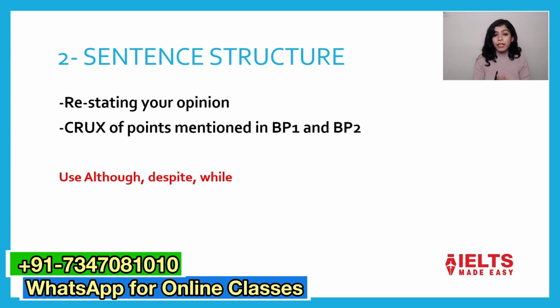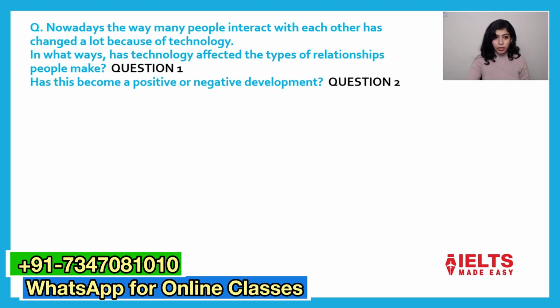Now in totally agree and totally disagree we can use the not only but also structure, but in all the other essay types we can use although, despite and while. With the help of these three words, these three connectors, we can easily write a conclusion in a single sentence, a single complex sentence. Let us learn how. Before looking at the conclusion, let us look at the introduction one more time.